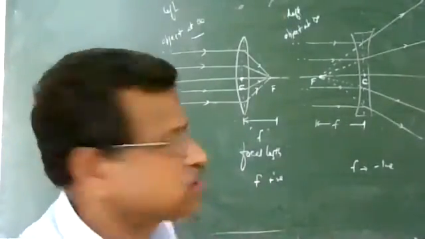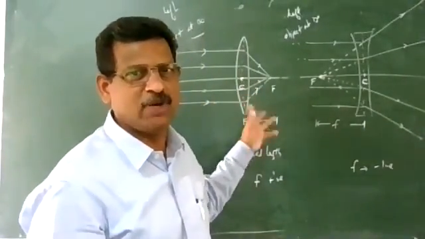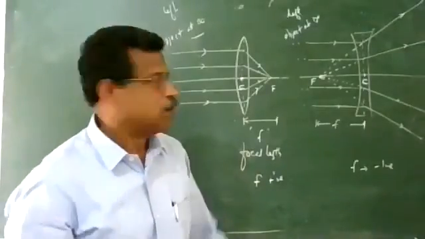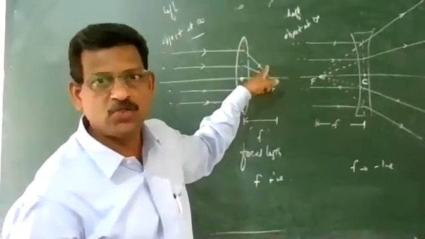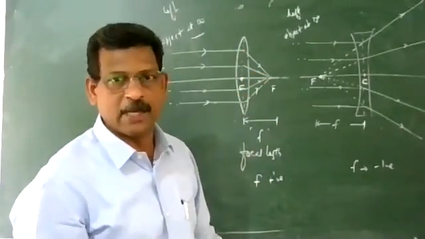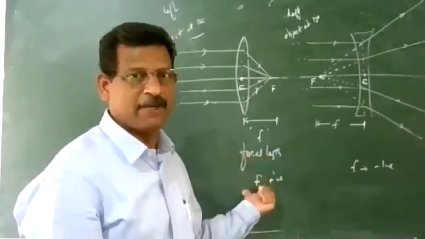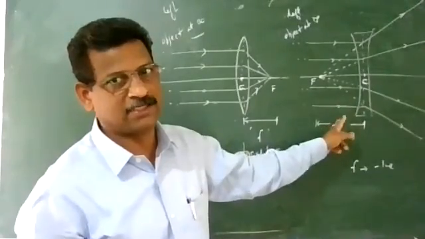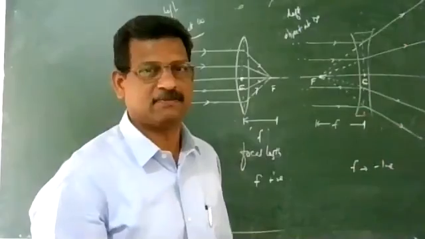Actually, we are showing here only one bending. For thin lenses we do it like this, but actually there are two refractions that should be shown separately: one is light entering from rarer to denser and the other denser to rarer. These two refractions we have to show separately. And remember, a convex lens can behave as a diverging lens, and a concave lens can act as a convex lens, depending upon the medium in which it is placed.